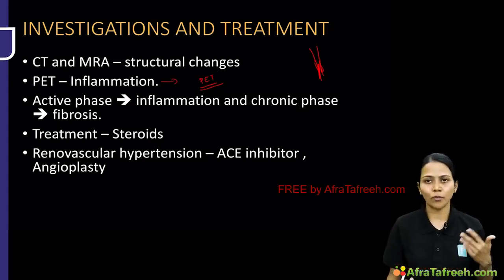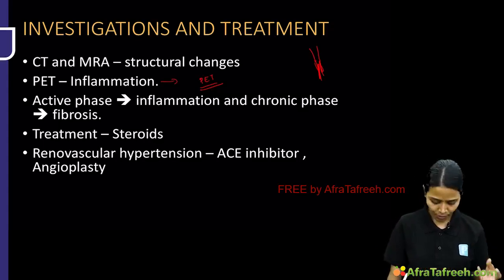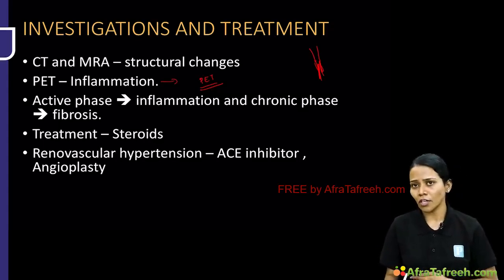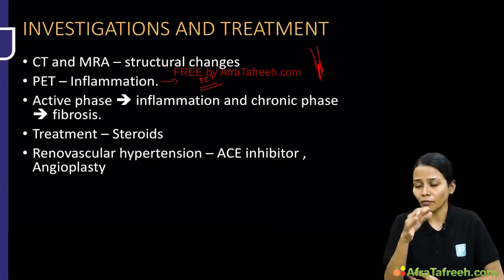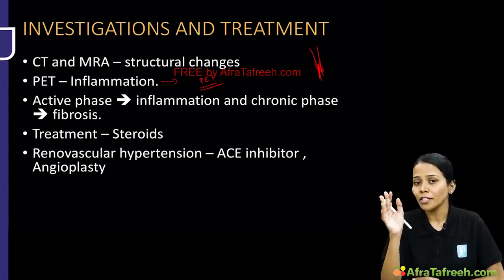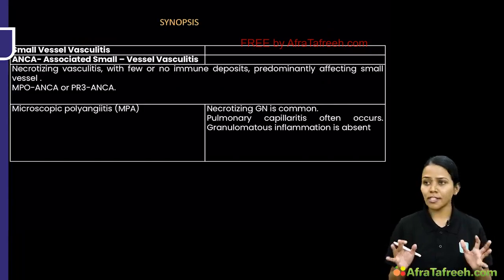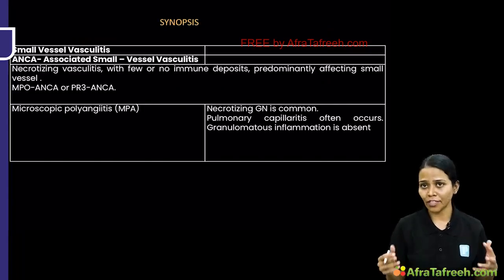Treatment is steroids, because once it reaches the chronic phase, there's nothing much you can do. In the active phase, you can give steroids. If renovascular hypertension is there and it is involved in one vessel, then give an ACE inhibitor. However, if both vessels are involved, then the patient might have to undergo surgery for renovascular hypertension, or the patient might have to undergo angioplasty. Now, this is the synopsis of all the different types of vasculitis.